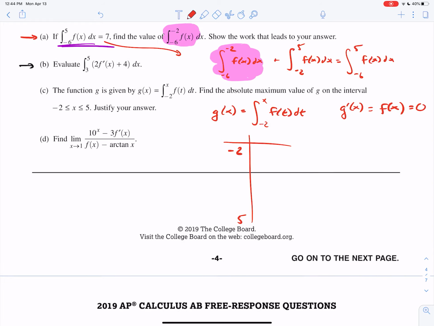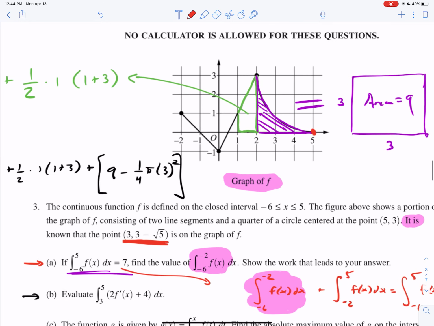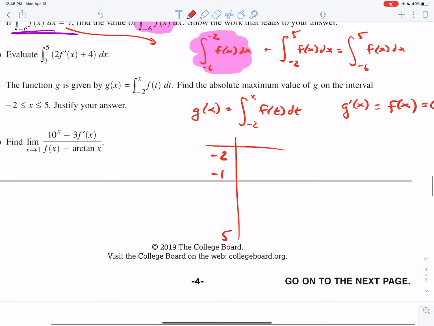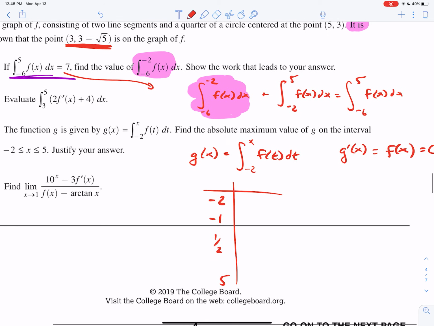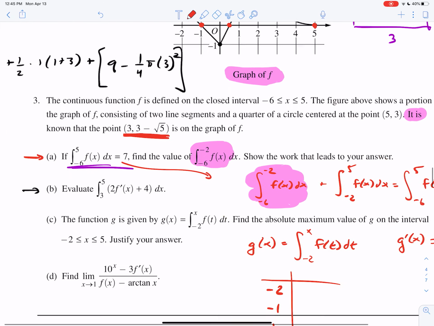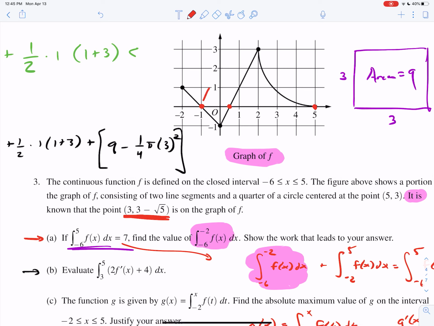So since we have the graph of f, where's the graph of f 0? The graph of f is 0 at 3 different locations: -1, a half, and at 5. So you could rule out a few. Actually, just one here. Since f goes from positive to negative here, we know that's a local minimum. Sorry, a local maximum. So a local maximum could be an absolute maximum. So we'll leave that there.